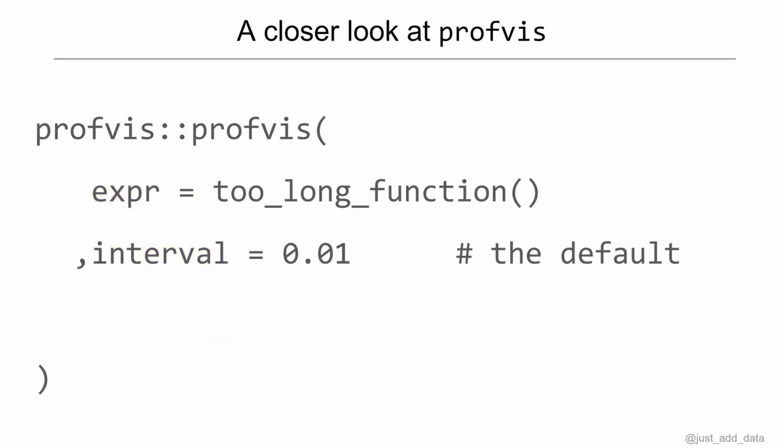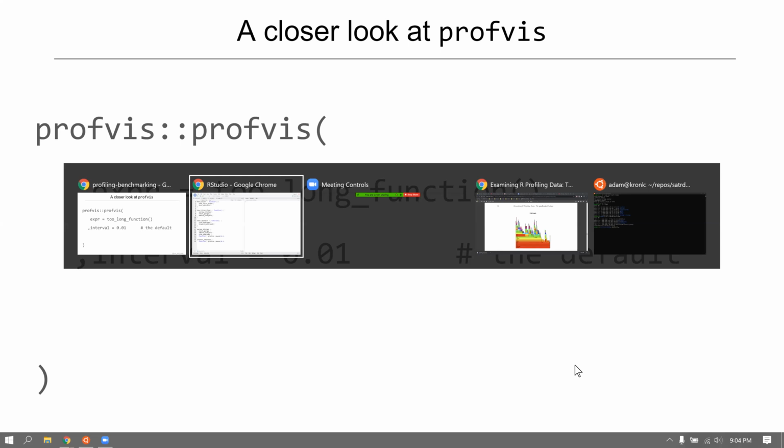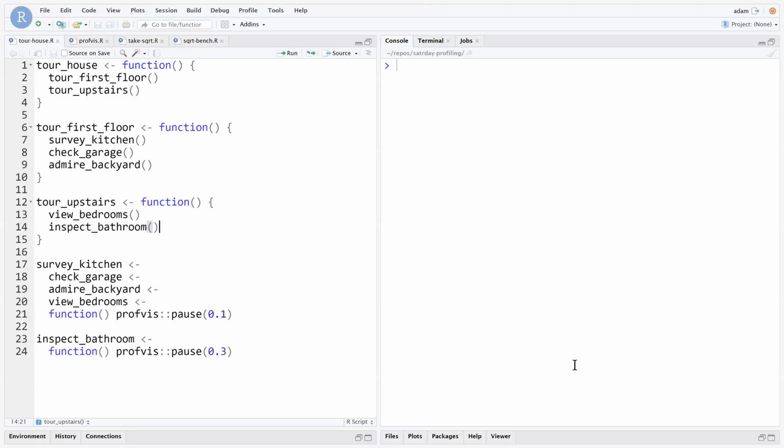The time interval has a default, so you don't have to change this. I think the default there, 0.01, is pretty reasonable. So you can usually keep that for the most part. But otherwise, you're just passing a function to that expr argument. So let me just show you how it works, because it'll all become clear if it's still confusing. Okay.